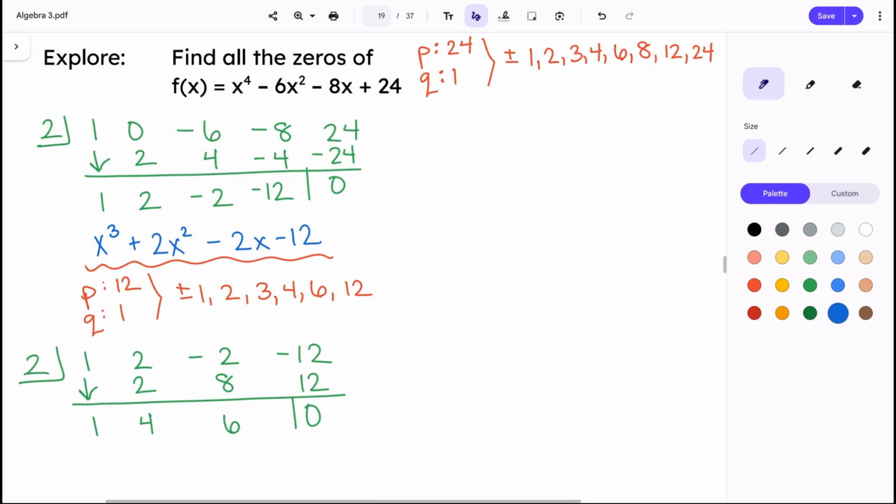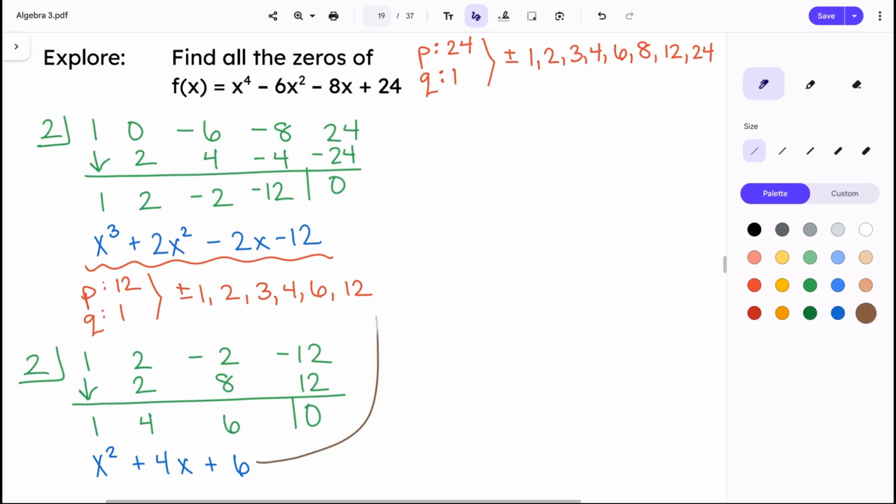Hopefully by now you guys are starting to feel a little bit more comfortable with your synthetic division process because we've done it a lot. How would you write your depressed polynomial here? X squared. Can we factor that? No. So we are at least at a quadratic now, which means we can definitely now go to the quadratic formula. So we can go to quadratic now.